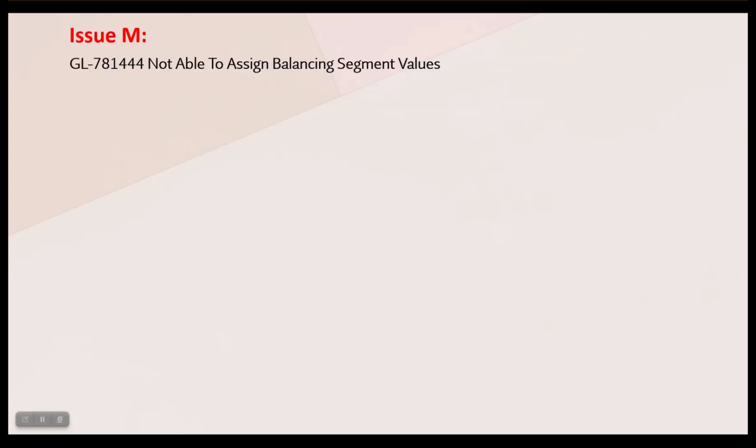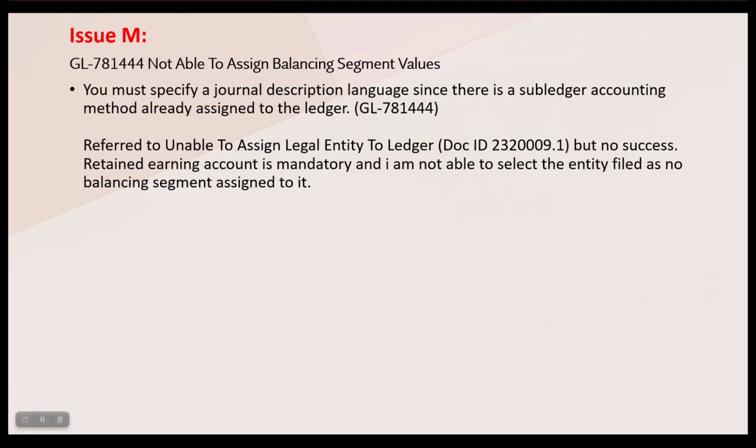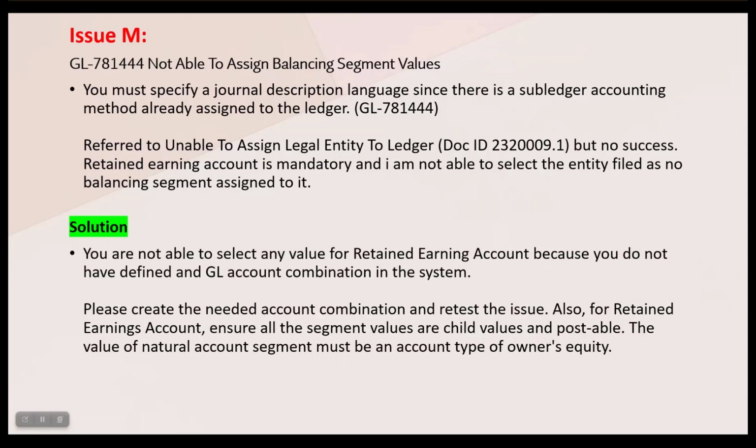Another issue is not being able to assign balancing values. You must specify journal description language since there is a subledger accounting method already assigned to the ledger. Unable to assign legal entity to ledger but not access, retained earnings account is mandatory, and I am not able to select the entity field as no balancing segment is assigned to this legal entity. You are not able to select any value for retained earnings account because you have not defined a GL account combination in the system. You have to create the needed account combination and retest the issue.